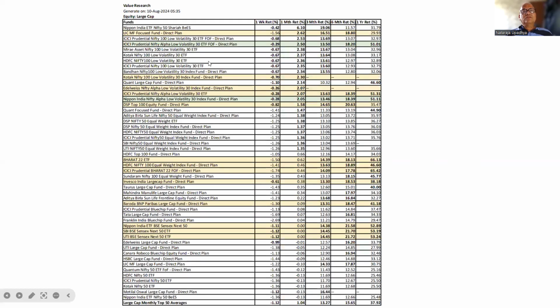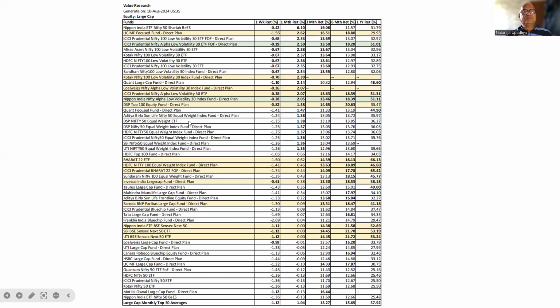Next, we are going to discuss large cap funds. Surprisingly, large cap funds are pretty much at the bottom of these 20 rankings, around 15th or 16th, and that is surprising because typically large cap funds should do well in a bullish period, but we have a story otherwise.